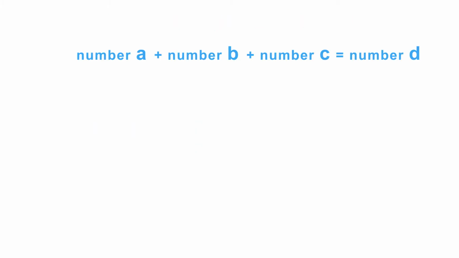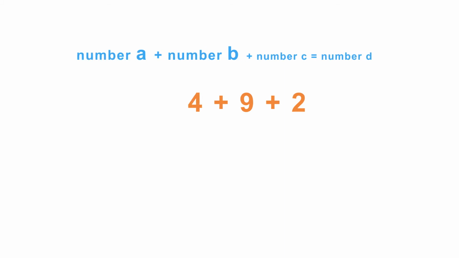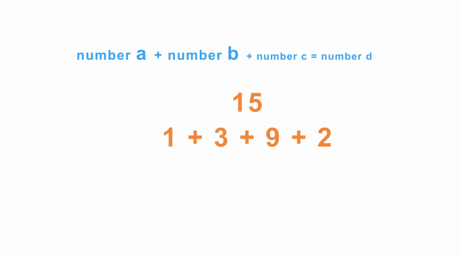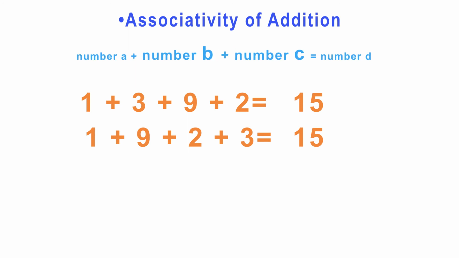When many numbers are added together, the order of addition does not matter. Any two numbers can be added together. For example, 1 plus 3 plus 9 plus 2 can be calculated by adding 1 plus 3, then 9 and then 2. Or the same thing can be calculated by first adding 1 and 9, then 2 and then 3. This property is called associativity of addition.